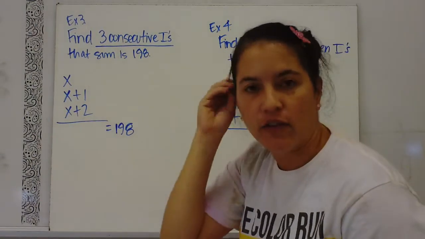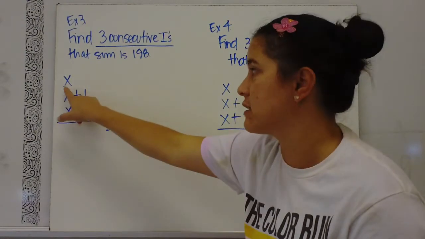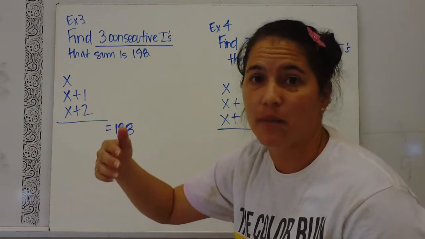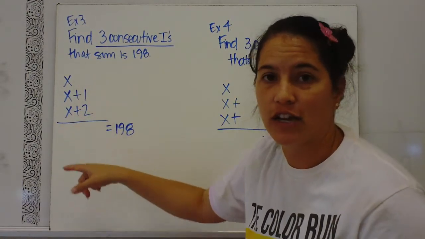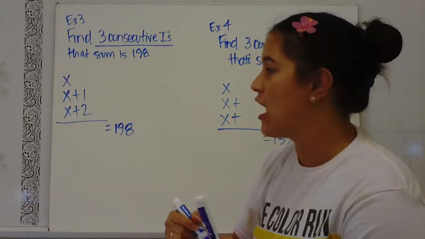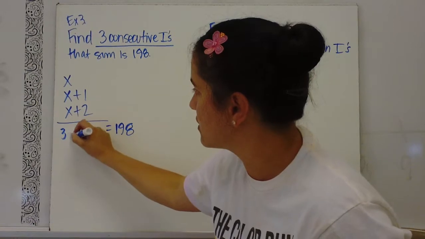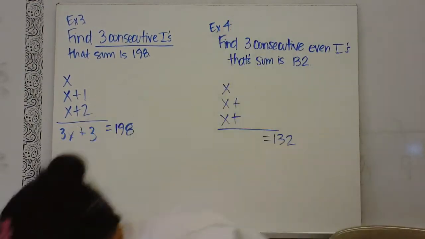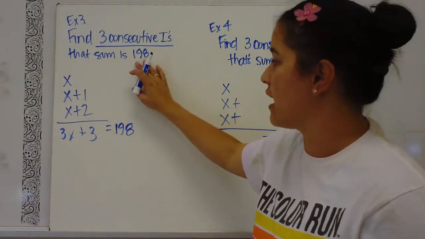So 3 consecutive, you may have done some of this last year, but 3 consecutive integers means the first number is X, the second number is X plus 1, because that would be the next number, and then the third number is X plus 2. These would be the 3 consecutive integers. Once you set it up, you can add them together. So X plus X plus X would be 3X, 1 plus 2 is 3, and a total of 198.